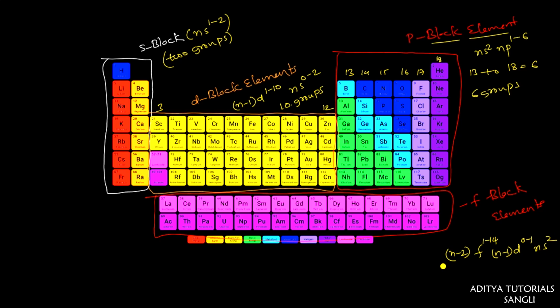The total number of elements varies here, because this block is again classified as lanthanides and actinides, which we can discuss in a later part. Now just remember the number of groups and the general electronic configuration for this periodic table.